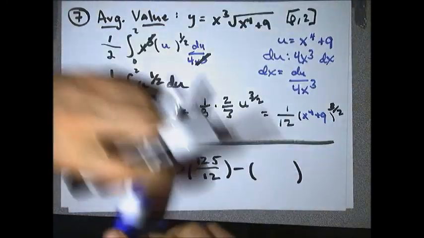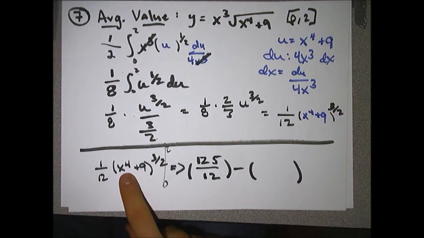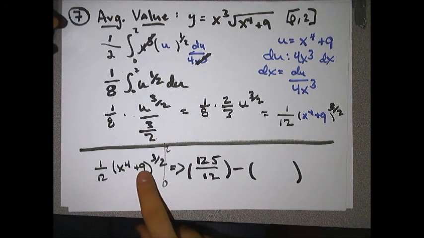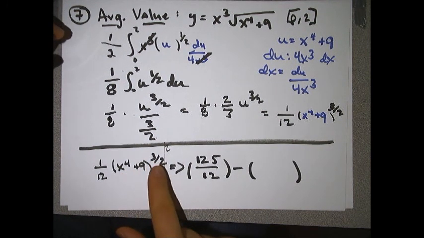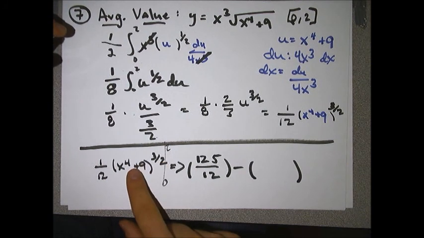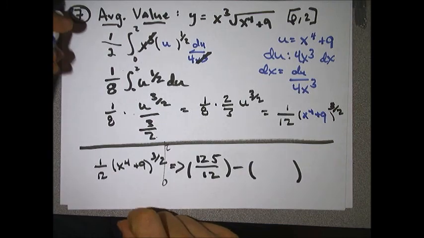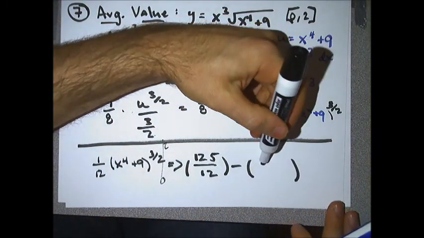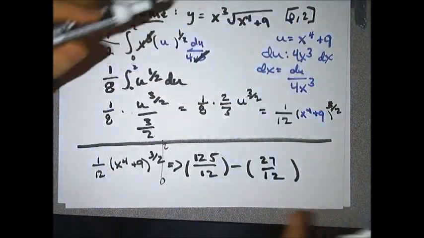And then we want to plug in the 0. 0 to the 4th is 0. 0 plus 9 is 9. 9 to the 3/2. Again, you want to do the root first. So the square root of 9 is 3. 3 to the 3rd is 27. So this is 27 over 12.